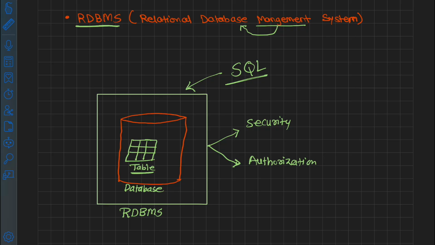The first one is that RDBMS is a software used to maintain and manage the database. The second point, RDBMS provides two features: the first is security and the second is authorization. The third important point is that in RDBMS we store the data in the form of tables. And the last point, we use structured query language to communicate with the RDBMS. This is the difference between RDBMS and DBMS. Whenever you want to explain what is RDBMS and DBMS, then you explain using this graphical representation. So that's all about the difference between RDBMS and DBMS.